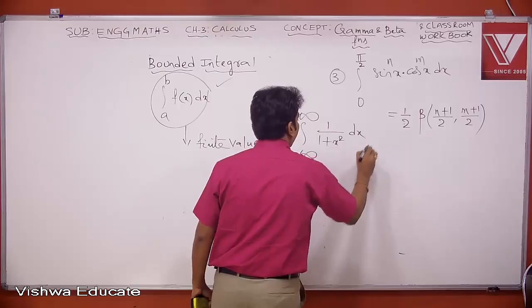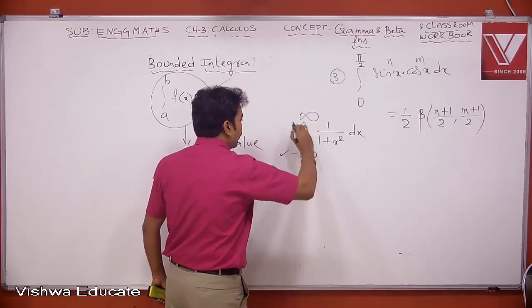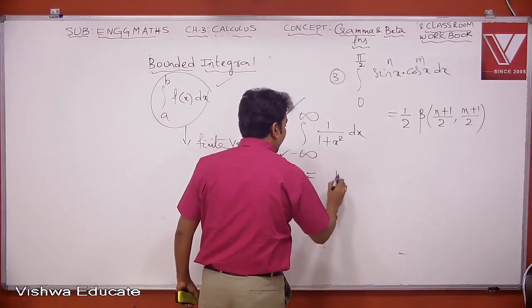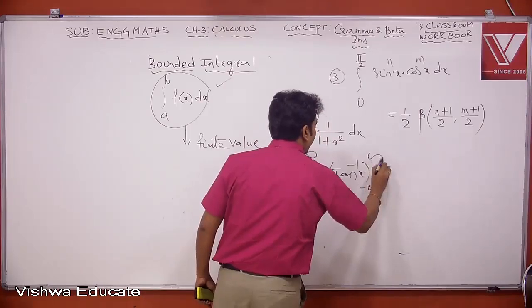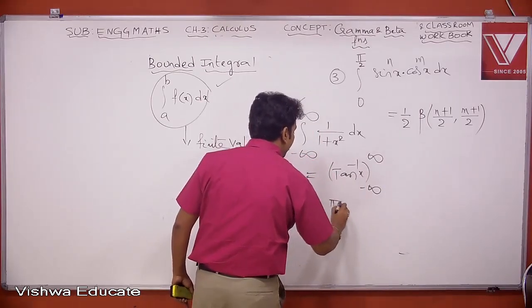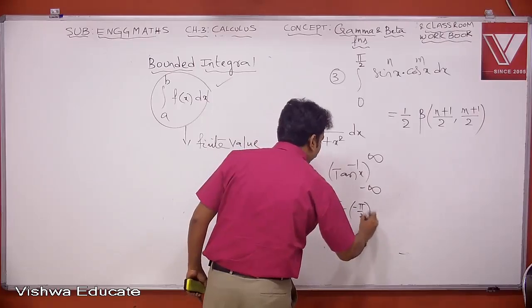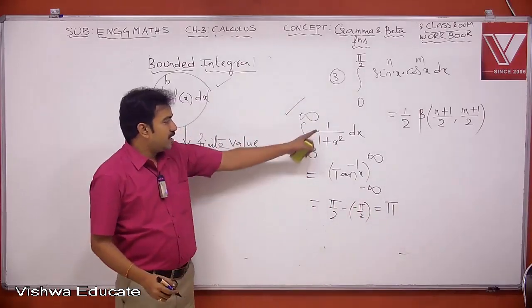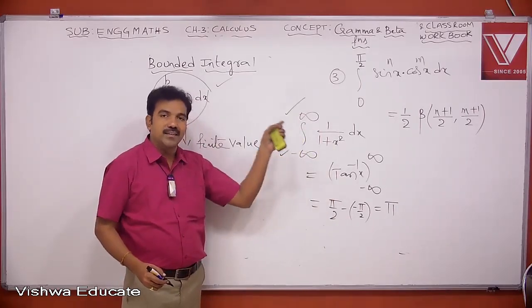That means we are integrating this function on the entire x-axis. These are the limits of the x-axis. Now let us see, this value is actually tan inverse x. Limits are from minus infinity to plus infinity. Tan inverse infinity is pi by 2. Minus tan inverse of minus infinity is minus pi by 2. So this value is pi. Therefore, this integral is giving a finite value. So this is an example of a bounded integral.